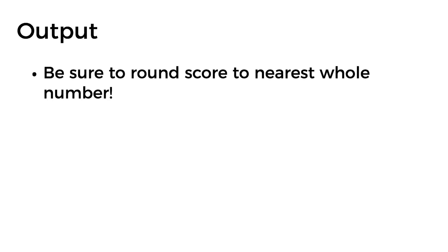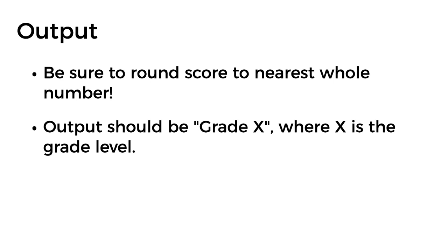Ultimately, your program should output what that grade reading level is, but be sure to round your score to the nearest whole number. So for example, if your index is 2.8, you're going to round that and say that it's about a 3rd grade reading level. And your program should output Grade X, where X corresponds to the reading level of that text.